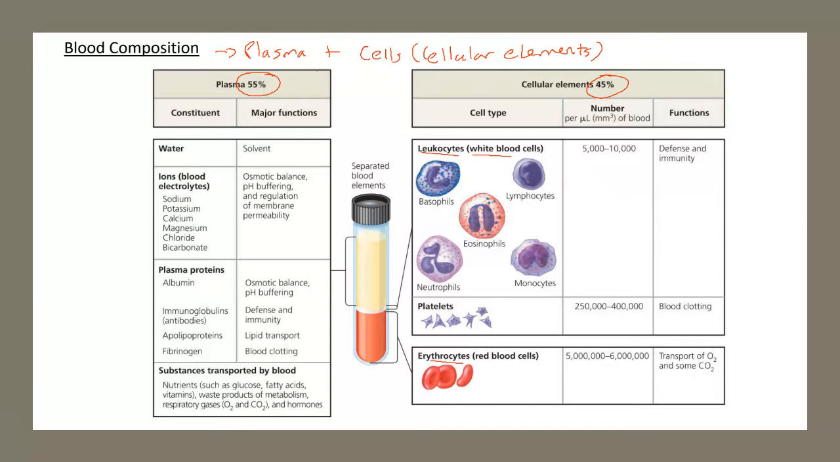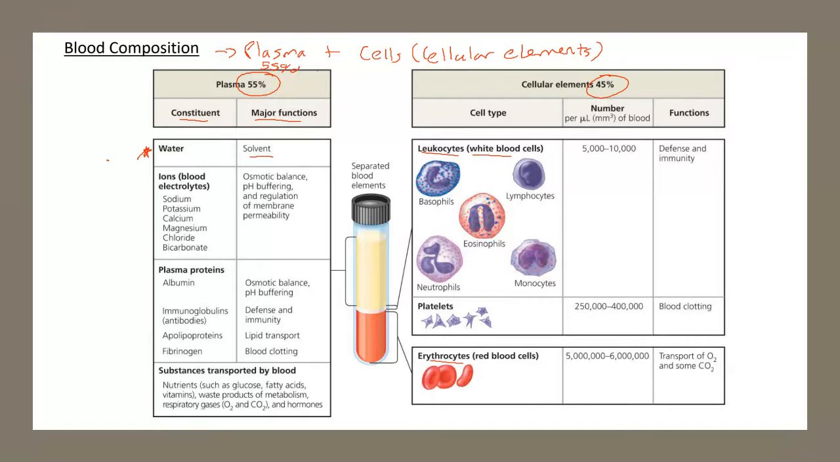Okay, so plasma. We said that 55% of blood is going to be plasma. So what's in the plasma? I want you to know the constituents, what it is, and the major function. Okay, so water, obviously, right? One of the main components of plasma is water. What's the function of water? Solvent. It's going to dissolve all the stuff that's in the blood.